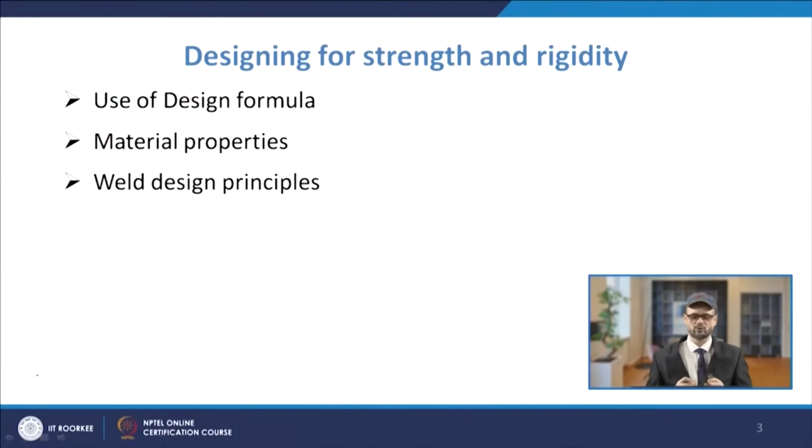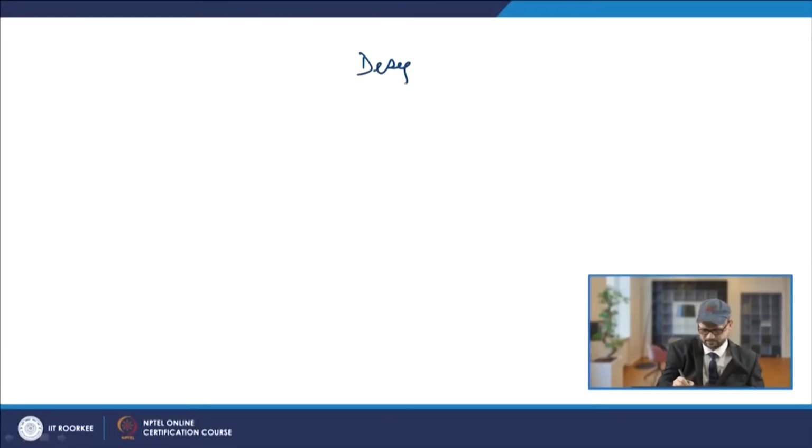If you look at the material, you will have to keep all these considerations in mind when you are designing the weld for the strength and rigidity. So for that you first have the use of the design formula. You have the standard design formula, and in these formulas different terms will be used.